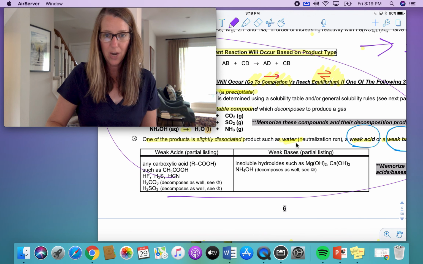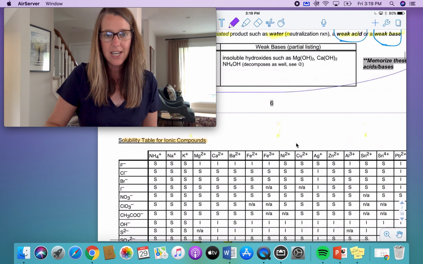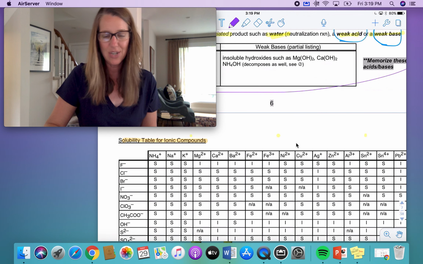Okay, so those are your requirements that you're going to come back to and look at for the next page. All right, of course you're going to need a solubility table because if you make a precipitate, you have to double check, right? Is this soluble or not?